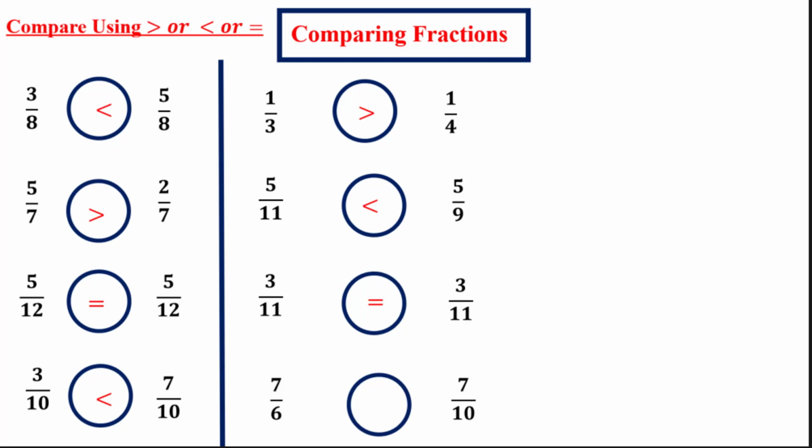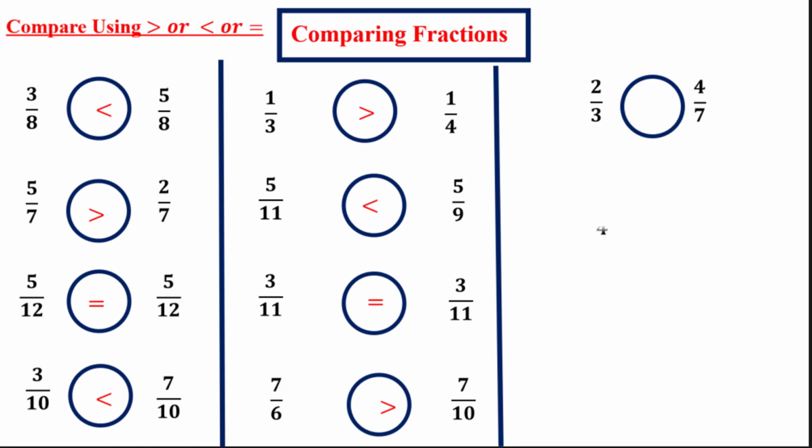7 over 6 and 7 over 10. The two fractions have the same numerator. So the greater one is the fraction with the smaller denominator, which is 7 over 6. 6 is less than 10. Keep your eye on 6 and 10. 6 is less than 10, so the fraction 7 over 6 is greater than the fraction 7 over 10.